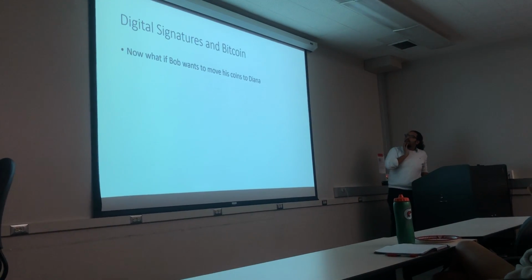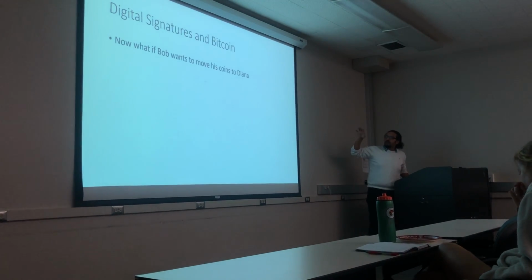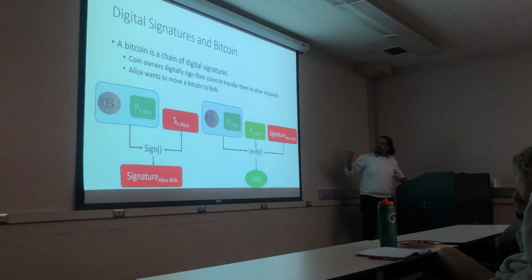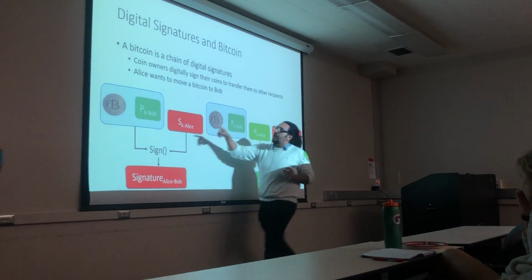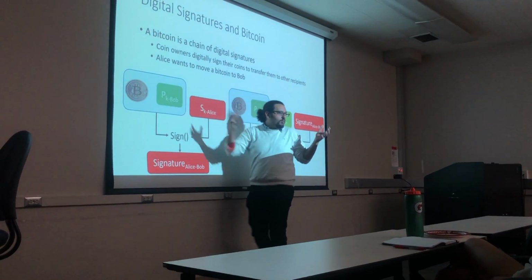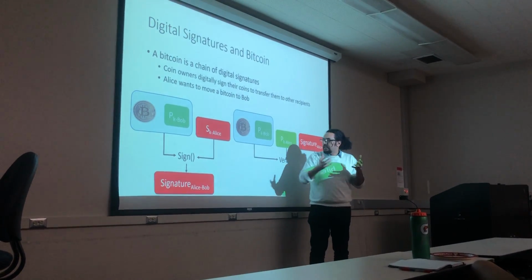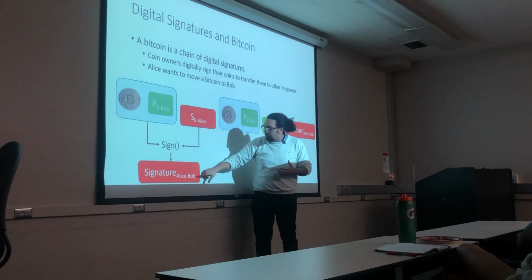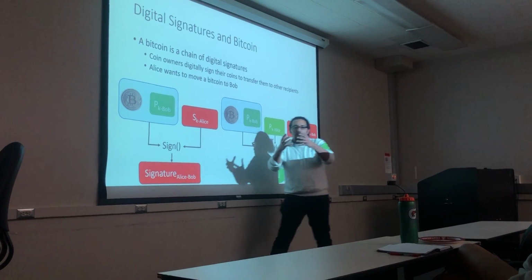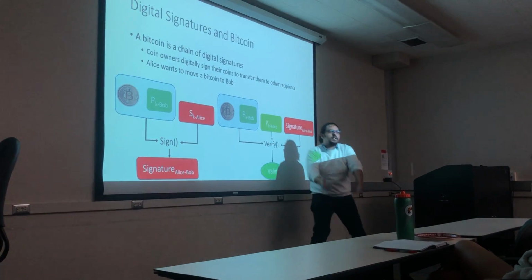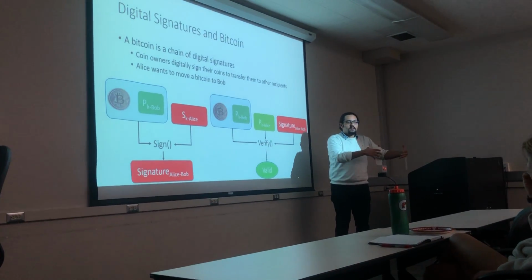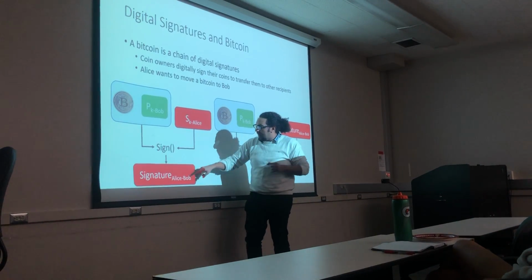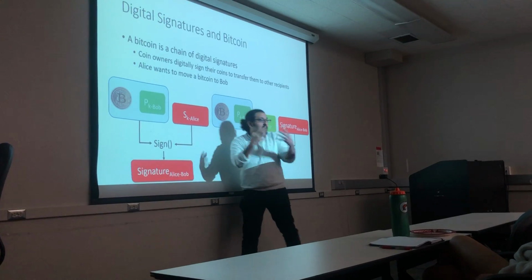Okay, so what if Bob wants to move his coin to Diana? Now think of this coin. I showed you a picture, but what is this coin actually? It's this signature. What says that this coin is owned by Bob now is that Bob has a signature that says that this coin came from Alice. Okay? So the ownership of Bob for this coin is just proven by having this signature. So this signature is the coin itself.